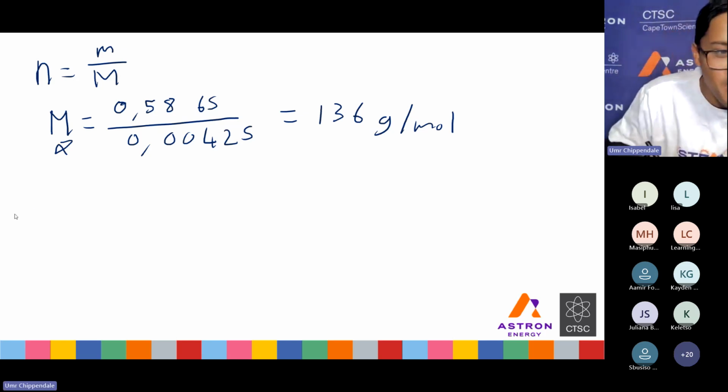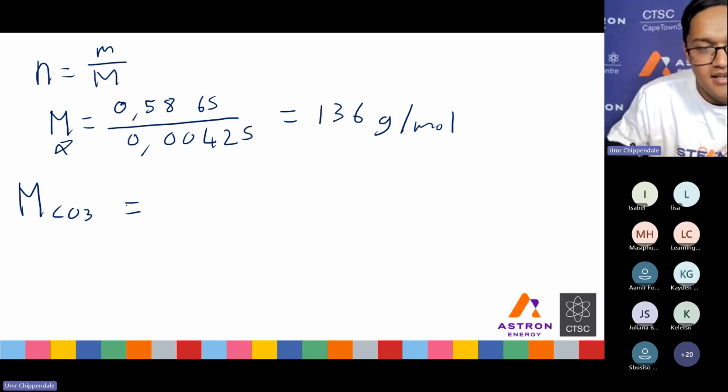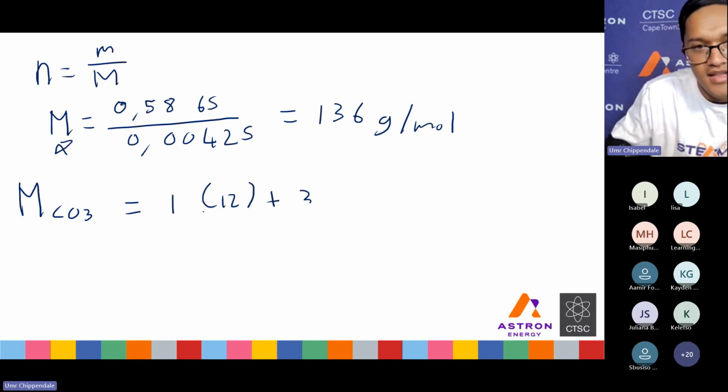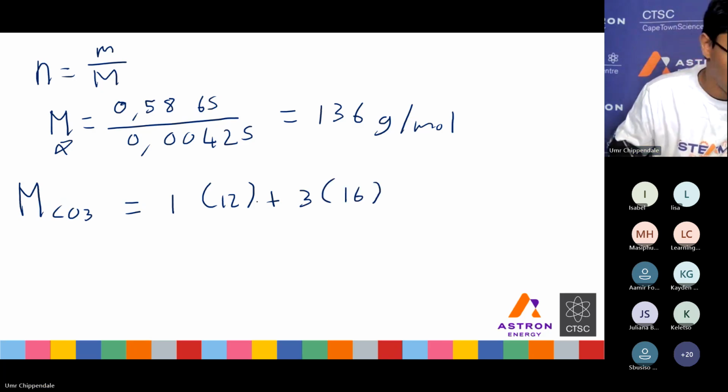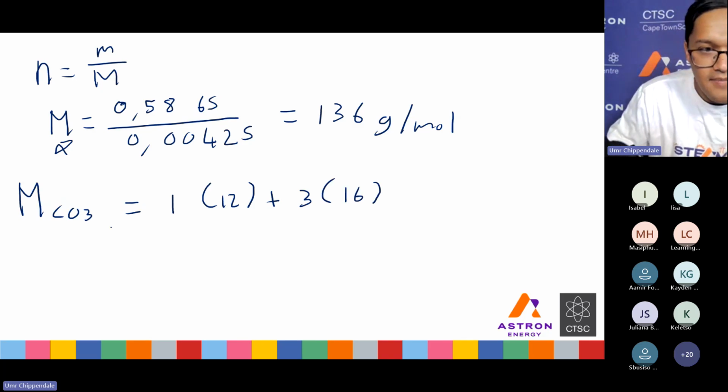So now we go with the molar mass of our CO3 only, which is equal to C, that's 1 carbon. The molar mass of carbon, you can check on the periodic table, is 12. Added to our oxygen, 3. The molar mass of oxygen is 16. You're going to add this up, and that will give you a value of 60 grams per mole. There you go, grams per mole.